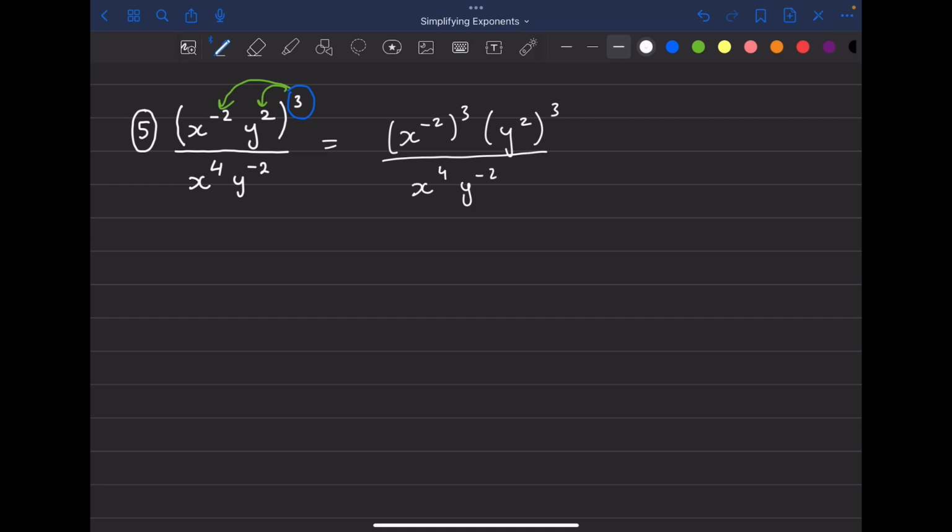Now what we can do is do the exponent to the exponent rule. We can multiply these out.